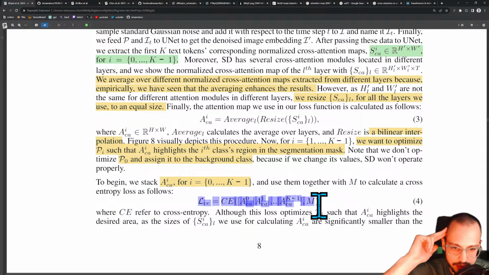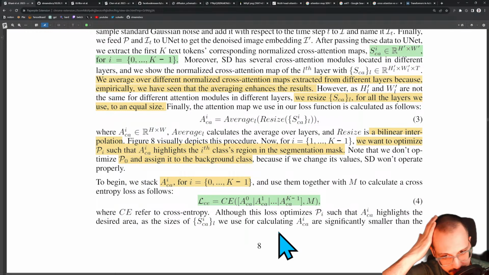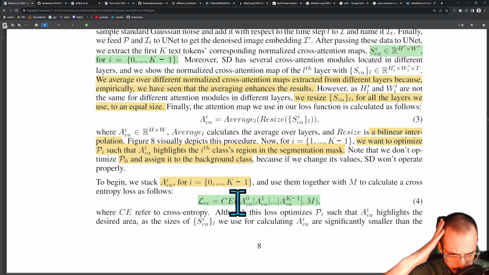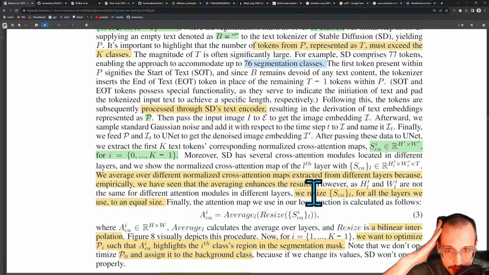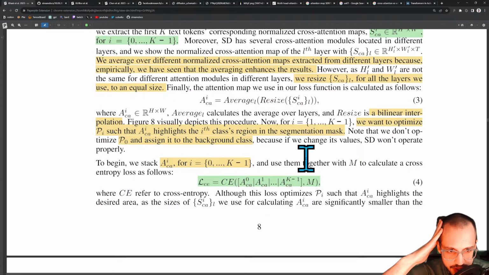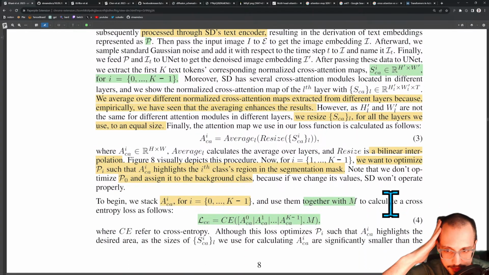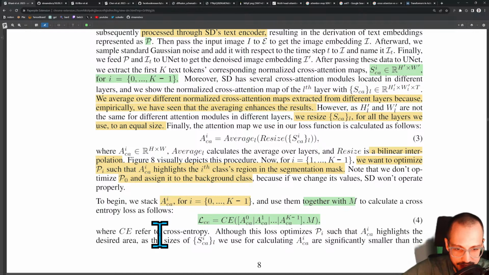Okay, so largely what they're using is a cross-entropy loss, which is the standard kind of classification loss that you use basically for everything in deep learning, right? So you have here cross-entropy, and then you have all these average attention maps for each of the classes, and then you have M. What is M? Did they define that? Together with M? I don't know if they defined M. I can't find it. Let's see if we keep going. Maybe they define it later.